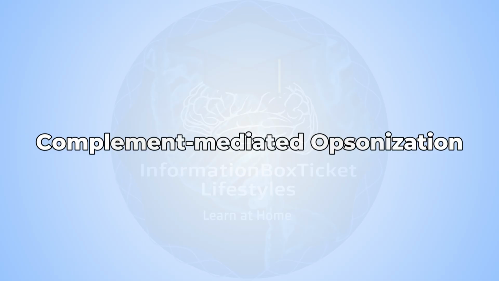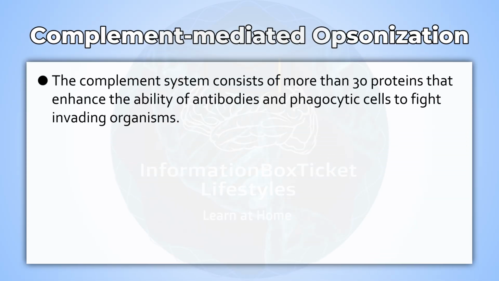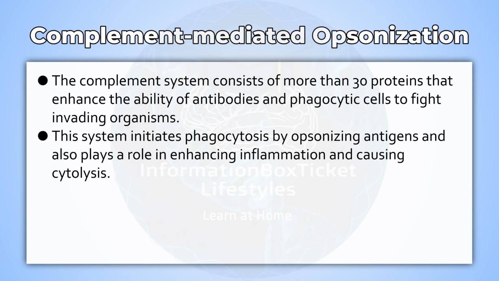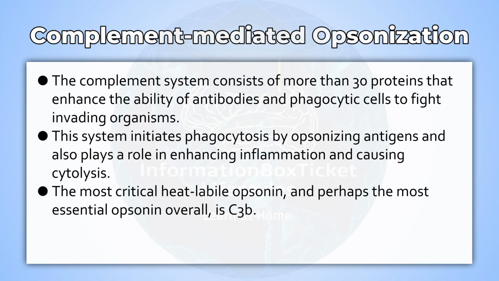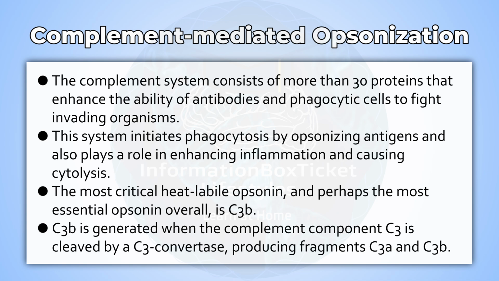Complement-mediated opsonization. The complement system consists of more than 30 proteins that enhance the ability of antibodies and phagocytic cells to fight invading organisms. This system initiates phagocytosis by opsonizing antigens and also plays a role in enhancing inflammation and causing cytolysis. The most critical heat-labile opsonin, and perhaps the most essential opsonin overall, is C3b. C3b is generated when the complement component C3 is cleaved by a C3 convertase, producing fragments C3a and C3b.